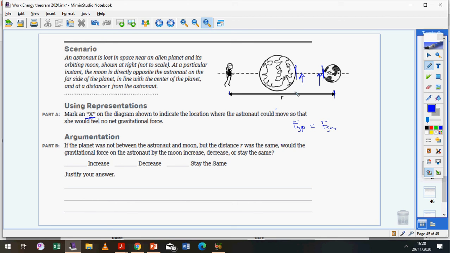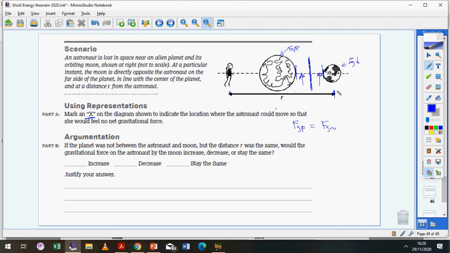So for sure, it's not in the middle, right? It's not in the middle. If the objects had the same mass, it would be in the middle, but they don't, so it's not in the middle, because this one has a much bigger FG than this object has a smaller FG on the guy.